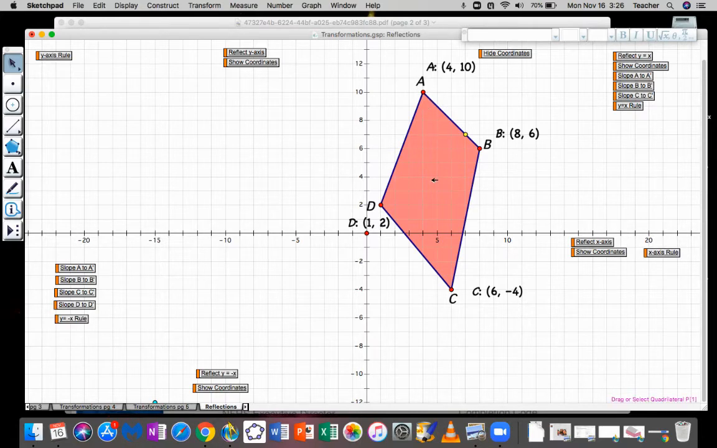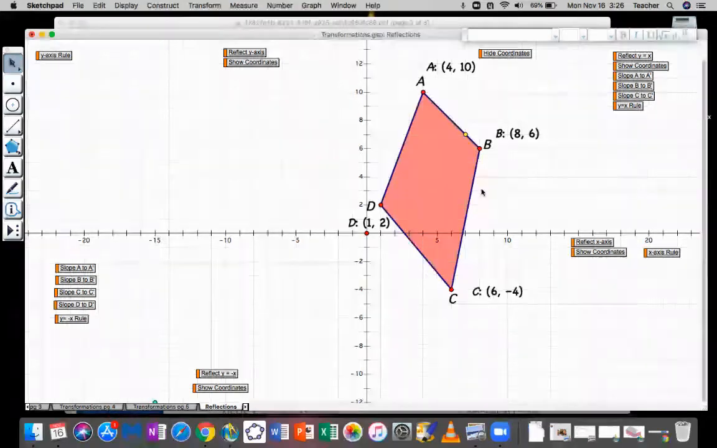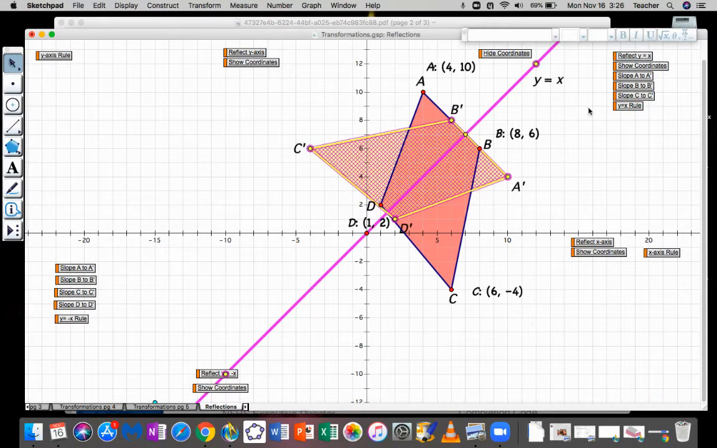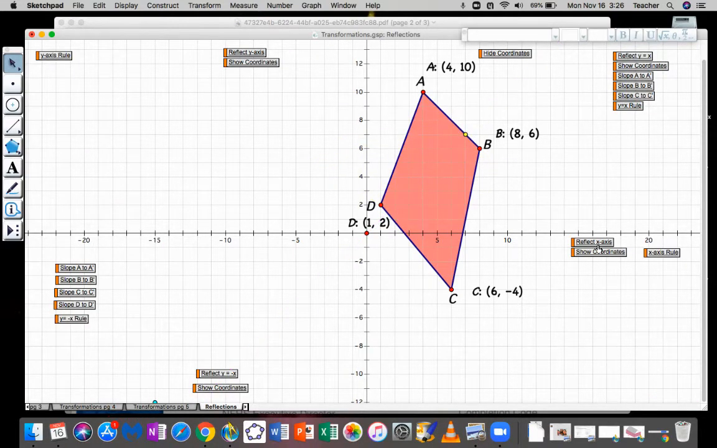Same thing with A, which is 10 away from the x-axis. When I reflect it, it's going to be 10 down from the x-axis. And B is 6 away from the x-axis. So when I reflect it, it's going to be 6 away in the other direction. So if I flip this, it's going to look like that. Again, D, the original in the pre-image, is 2 away. So here's your reflected image.